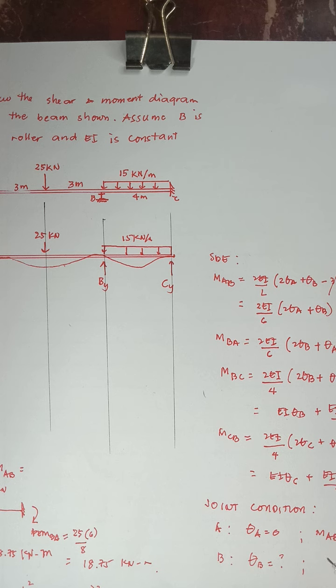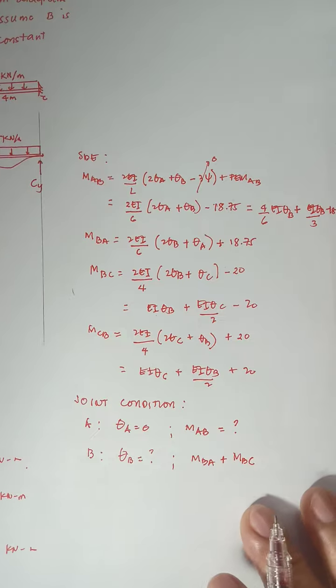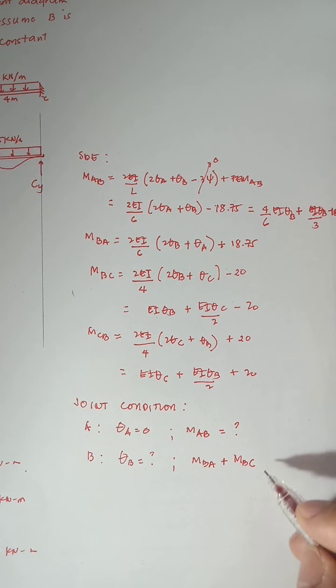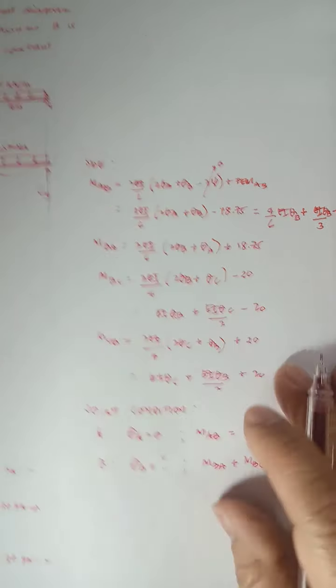So, meaning at joint B, we have MBA plus MBC. Okay? Joint B, MBA plus MBC is equal to 0. Kani man na dire joint B. So, ang moment dire, MBA plus MBC equal to 0 to satisfy equilibrium.